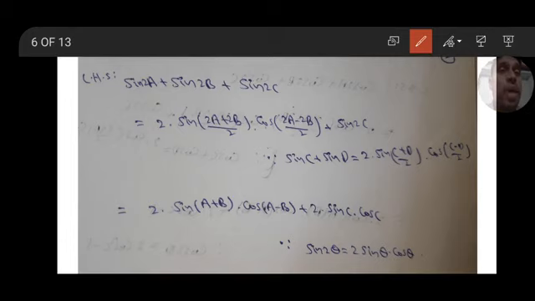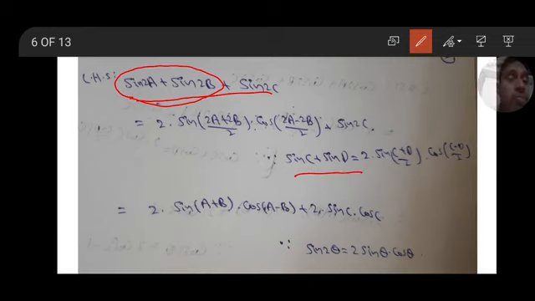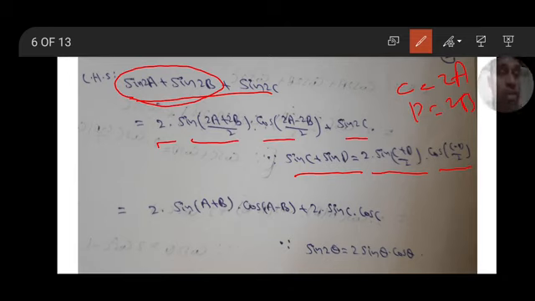Sin 2A plus sin 2B plus sin 2C is the LHS. So I am taking the first two terms, that is sin C plus sin D form. So 2 into sine of c plus d by 2 into cos of c minus d by 2, where c equal to 2a and d equal to 2b. So substitute in the formula: 2 into sine of 2a plus 2b by 2 into cos of 2a minus 2b by 2 plus sine 2c as it is. And here 2 is common, so the 2 cancels out, a plus b.